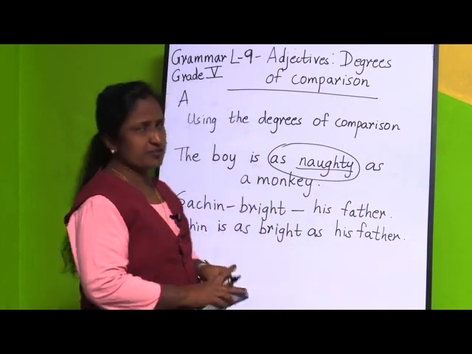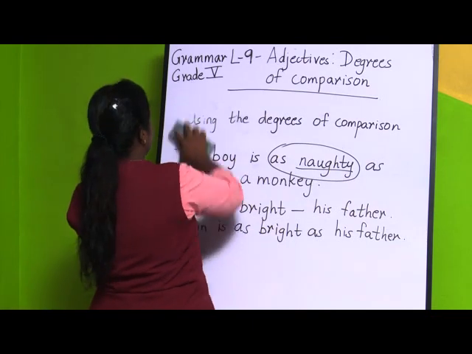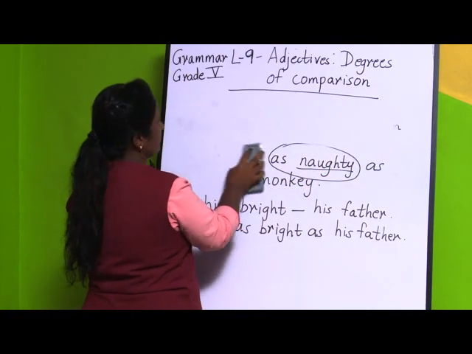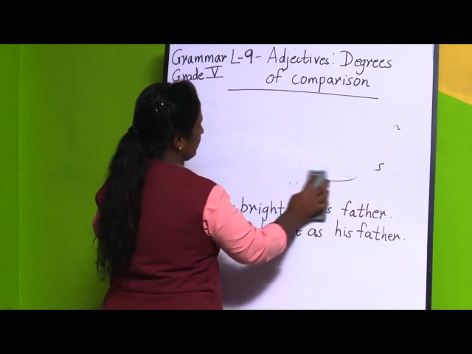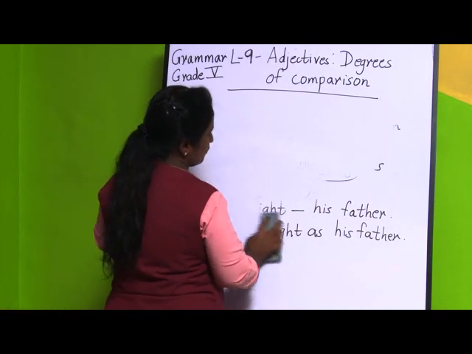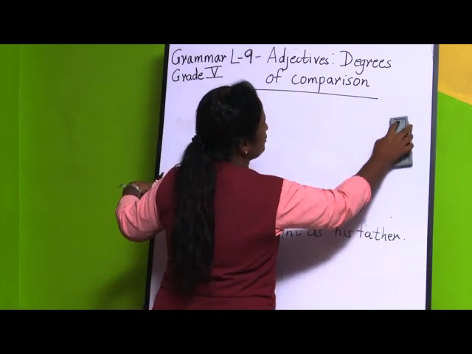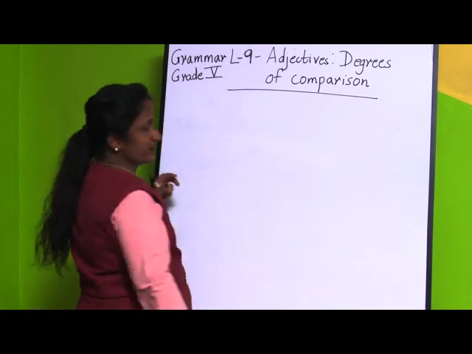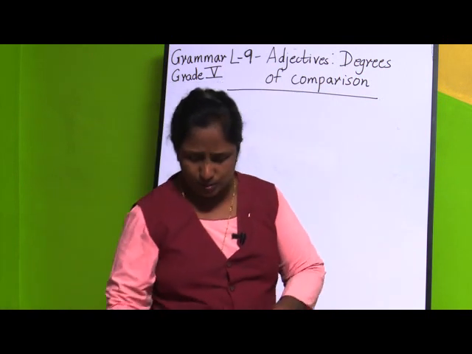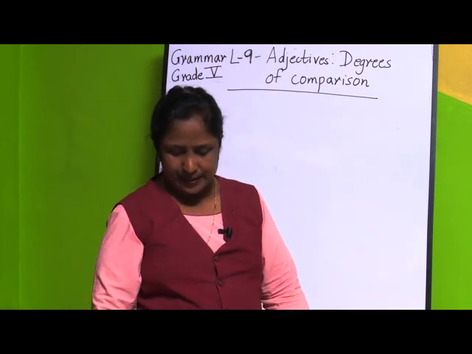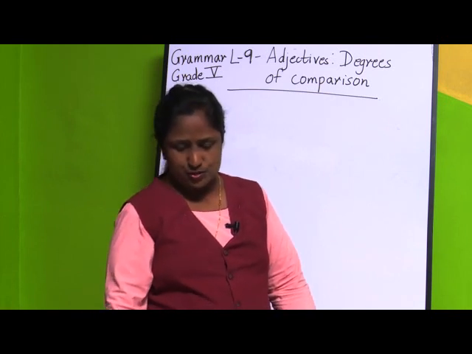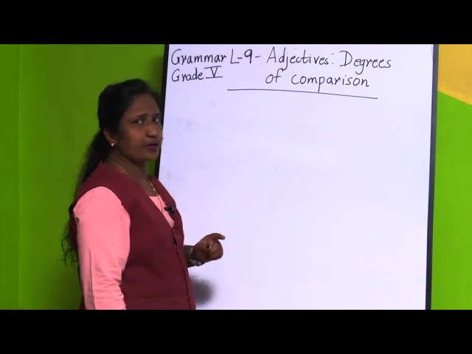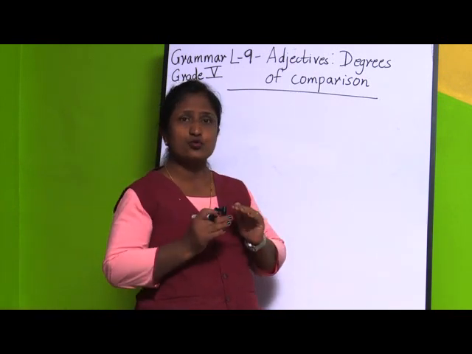Now, that was about the positive degree, but what about the comparative degree? How are you going to use the comparative degree? We have done the positive degree by using as dash as. Now, in case of the comparative degree, how are you going to change the sentence, or how are you going to show the comparison between two persons, two animals, or two things? It is used when we compare two things, persons or animals. So, here we are going to compare now. Aeroplane is bigger than a helicopter. In positive degree, what have we done? We have shown the equality.